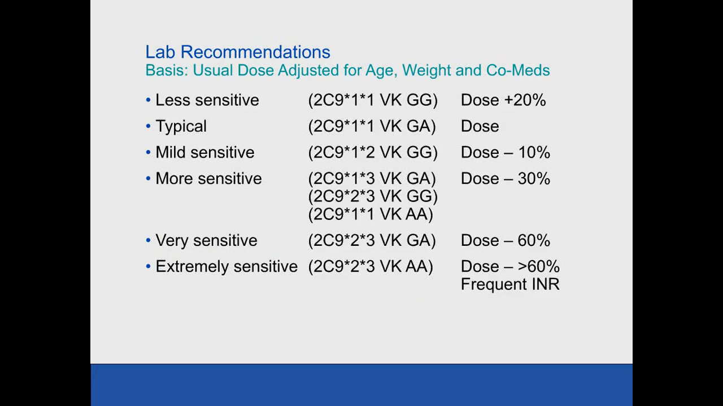Lab recommendations with regard to what to do with the specific genotypes. If you have the less sensitive genotype, it is based on the usual dose adjusted for age, weight, and co-medications. Add 20% to that dose. The typical genotype, the star 1 GA, receives the usual dose. Star 1 star 2 GG type, about a 10% dose reduction. The various CYP2C9 variants with various VK variants, 30% dose reduction. As we get down into the very sensitive genotypes, up to 60% dose reduction, and the recommendation that much more frequent INR monitoring is indicated.